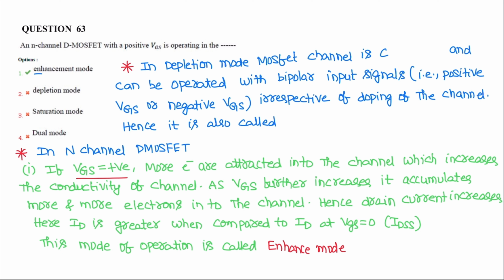In a depletion MOSFET, the channel is continuous and it can be operated with bipolar input signals, that is positive VGS or negative VGS, irrespective of the doping of the channel. Hence, it is also called dual mode MOSFET.